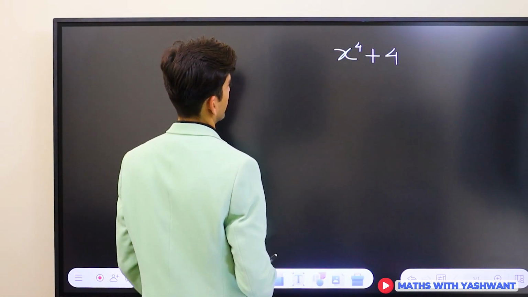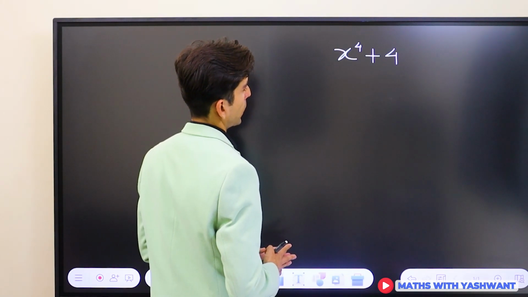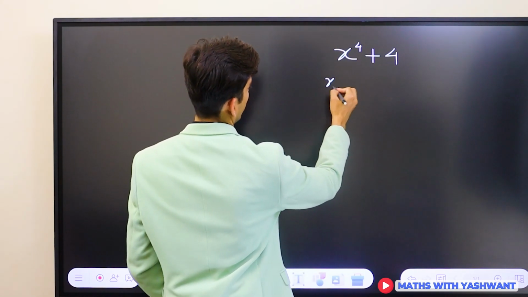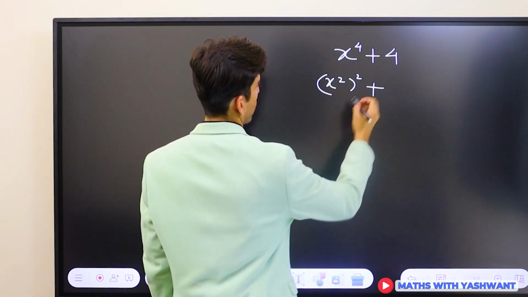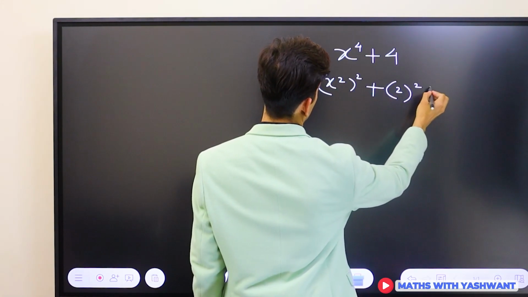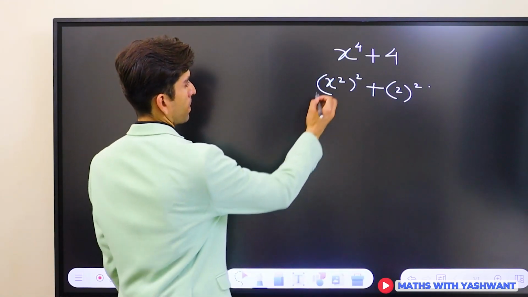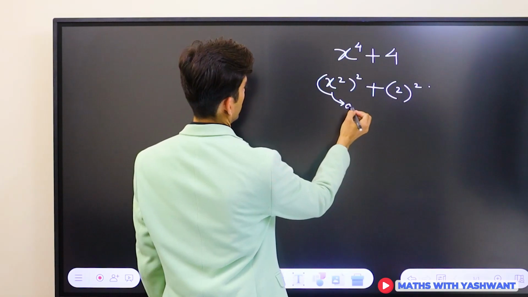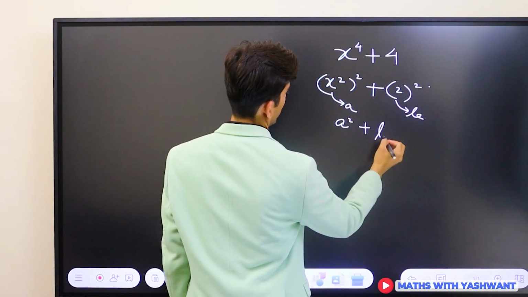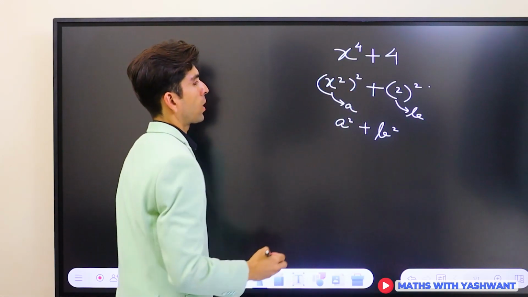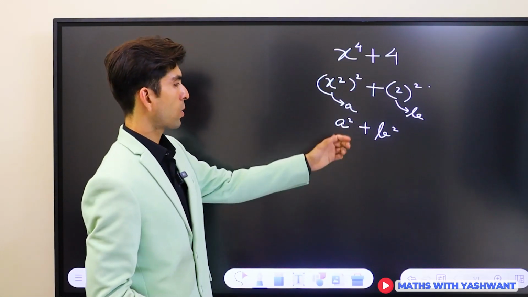Okay, just think of making a perfect square. So x to the power 4, we can write as x square whole square, and for 4 we can write 2 whole square. Now if I say x square is a and 2 is b, then we have a square plus b square. Okay, because for x square we are saying a and for 2 we are saying b. So we have a square plus b square.